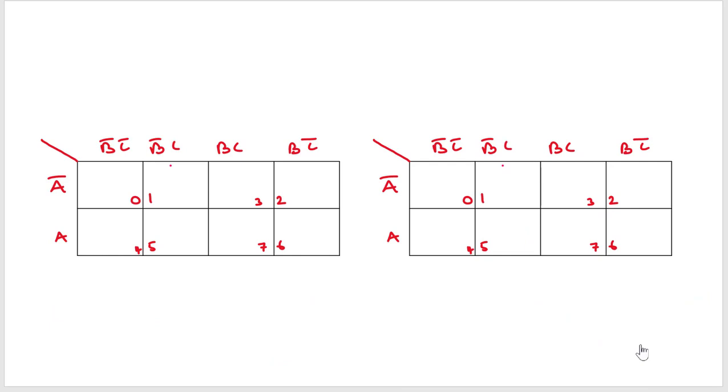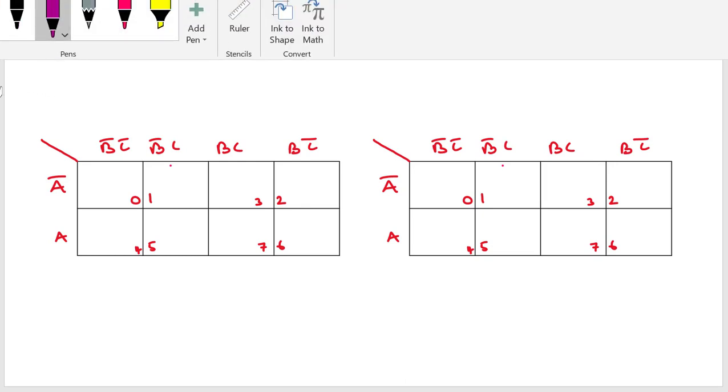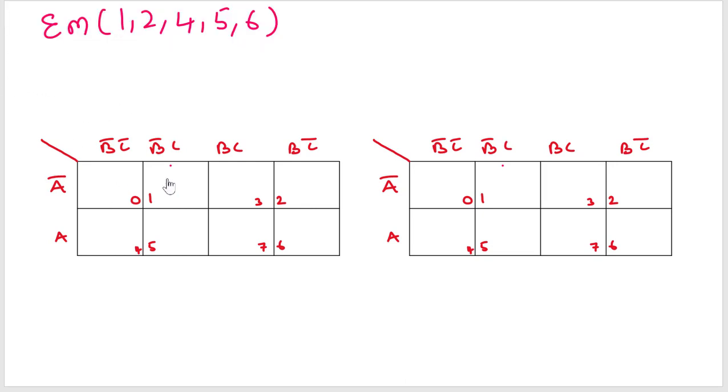Now let us take one more example. This is the last example in 3 variable K-map. Sigma m 1, 2, 4, 5 and 6. So first we will fill the minterms. So 1, 2, 4, 5 and 6. Similarly we will fill here also 1, 2, 4, 5 and 6. Okay, now we'll try to form the pairs and quads.